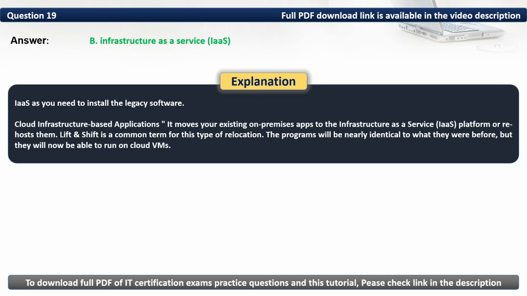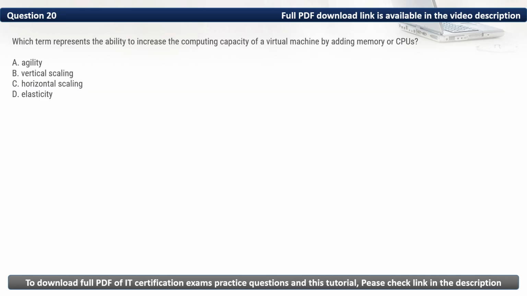Infrastructure as a service, as you need to install the legacy software. Cloud infrastructure based applications move your existing on-premises app to the infrastructure as a service platform, or rehost them. Lift and shift is a common term for this type of relocation. The programs will be nearly identical to what they were before, but they will now be able to run on cloud virtual machines.